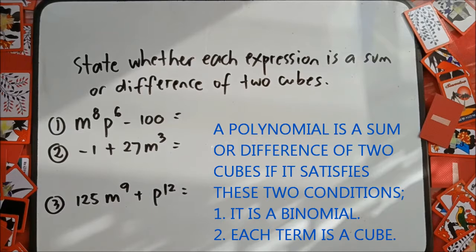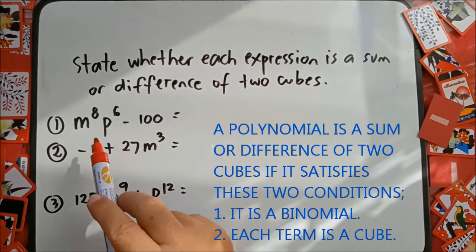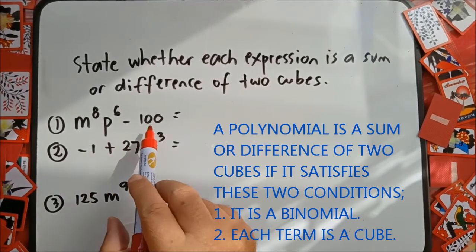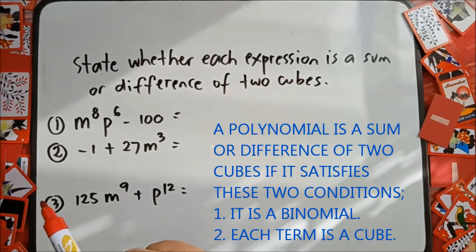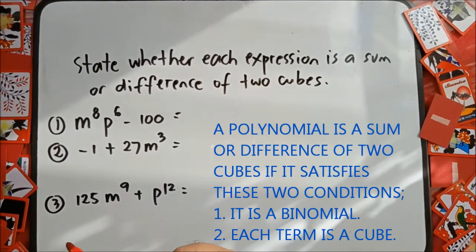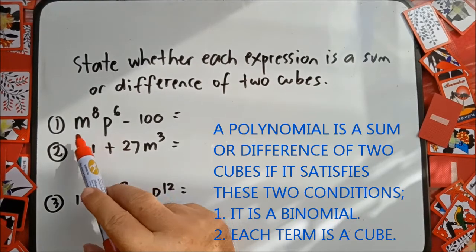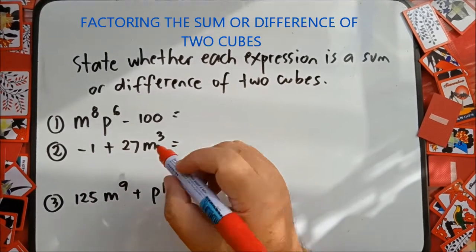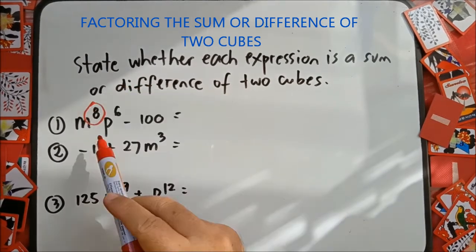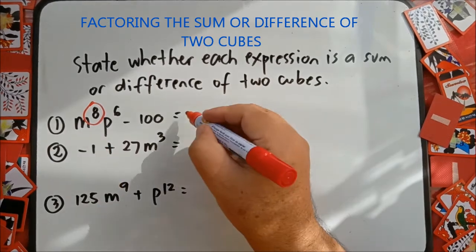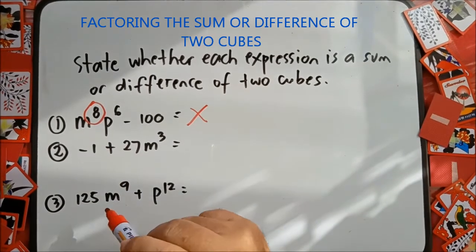Okay, let's try. Are they binomials? Binomial, two terms. Binomial, two terms. Binomial, two terms. Okay, check. Now, each term is a cube. Is this a cube? Okay, let's check. M to the 8th power. Is this divisible by 3? No. So, this is not a cube. So, we will cancel this out.